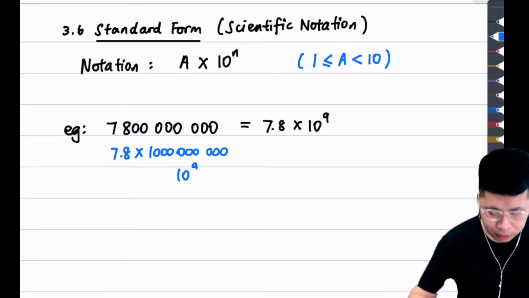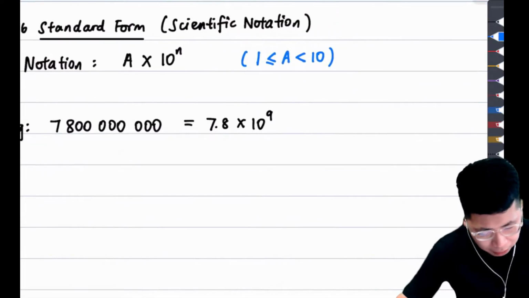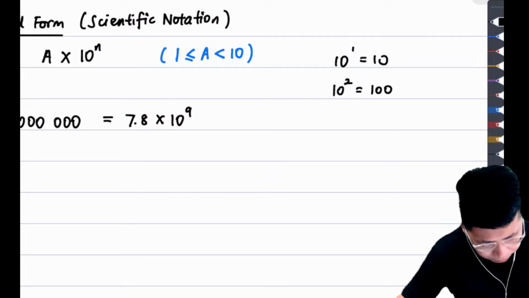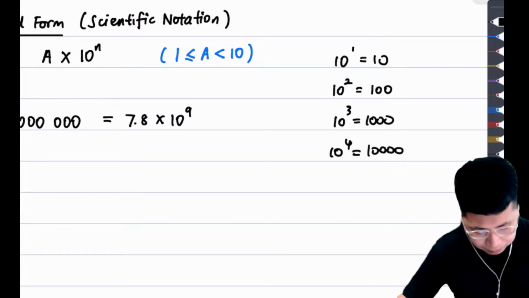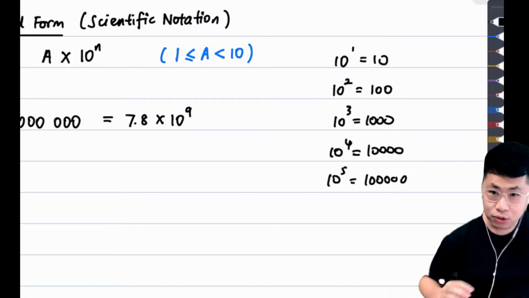Okay, so before we go on, we will need to find out first what the different powers of 10 are. For example, 10 power 1 would be just 10. 10 power 2 is 10 times 10, which is 100. 10 to the power of 3 is 1000. 10 to the power of 4, 4 zeros behind. 10 to the power of 5, 5 zeros behind. Can you see the trend roughly?